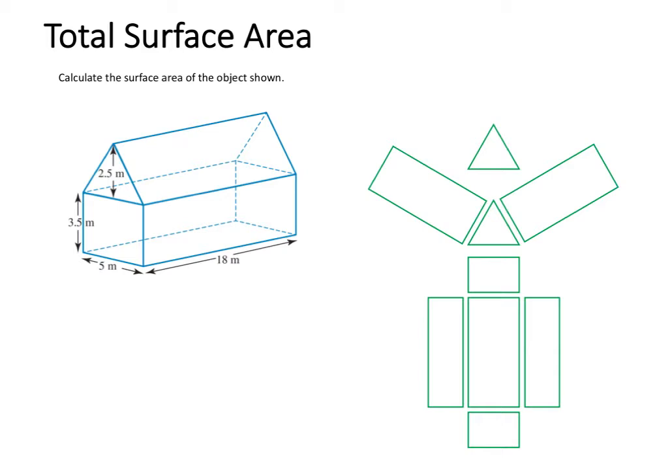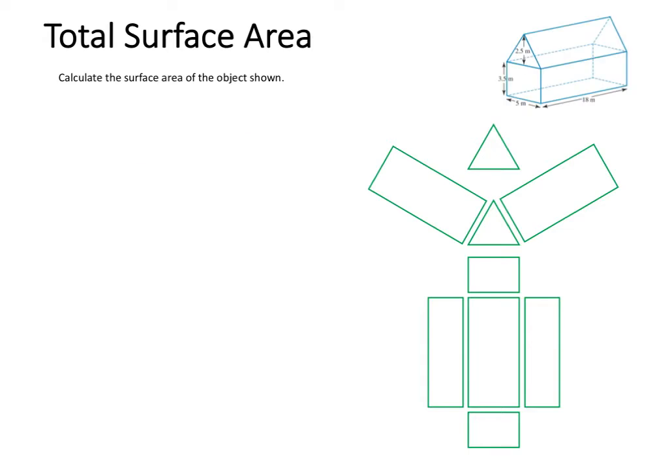But I'm not using the formulas. I'm going to use my net to calculate each individual area and then add them together to reach my total surface area. So before I can do any calculations, I need to add my measurements onto my net from my diagram of the composite 3D shape. I'll do that starting with my bottom rectangle, and that is going to be 5 meters by 18 meters.